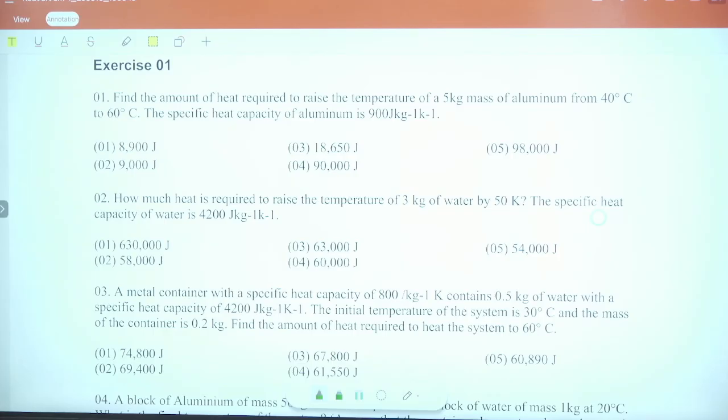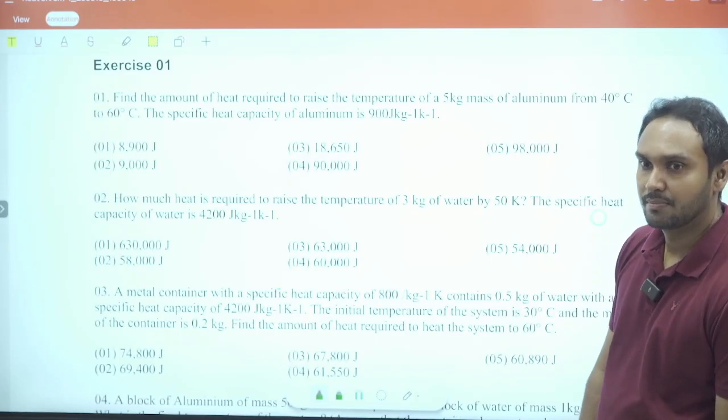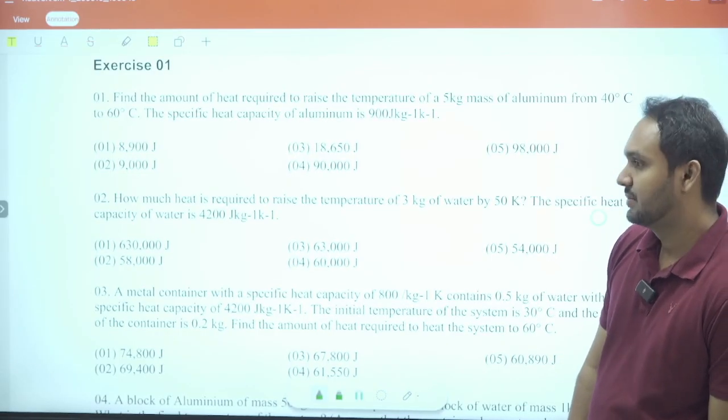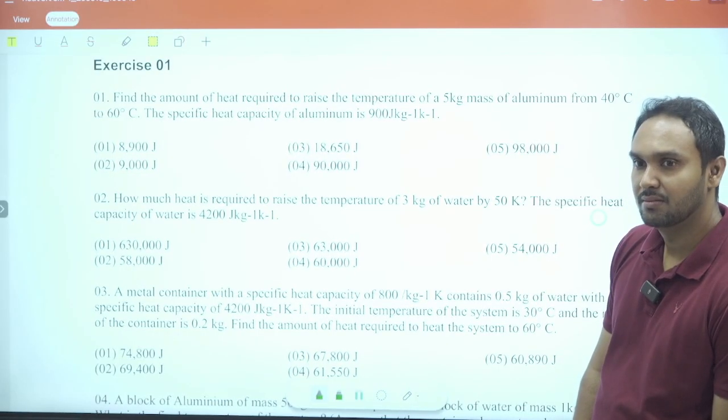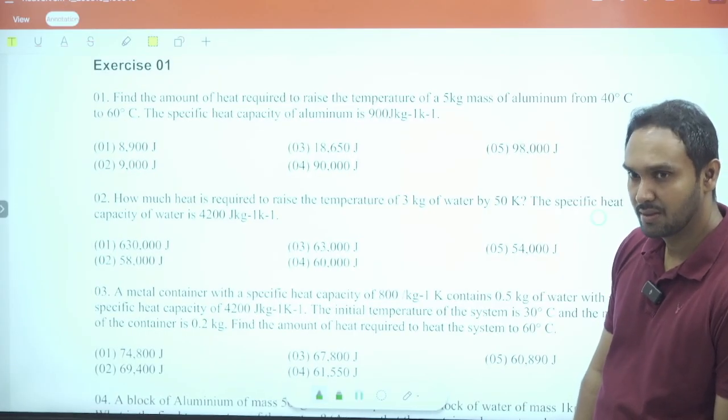Anybody found the answer for the first question? Which answer number? Second answer 9,000. Get the same. What did you get? What do you have to apply there? What is the mc theta? Q equals mc theta.